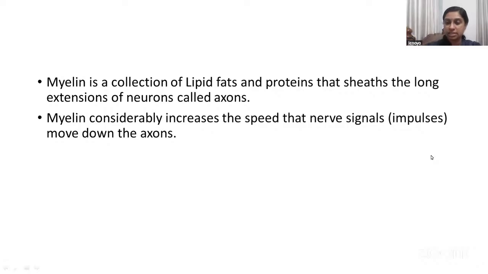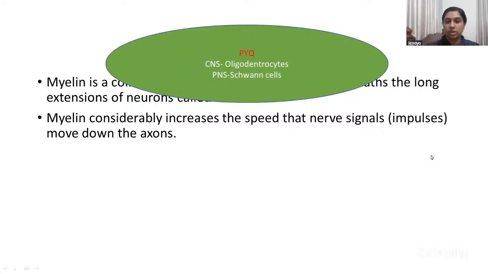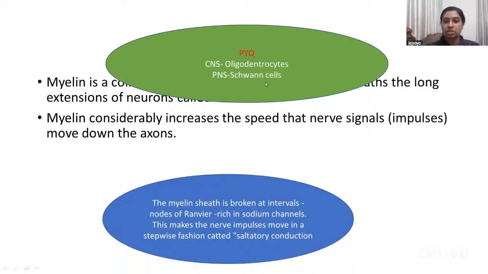So this myelin sheath that covers the axons helps in faster conduction of the impulses. It considerably increases the speed of the nerve signals and helps impulses move fast down the axons. Okay, so this is also a PYQ. In this particular question, they are asking about the cells which are forming the myelin in the central nervous system. Whereas in the peripheral nervous system, this myelin is formed by the Schwann cells. That's also asked.